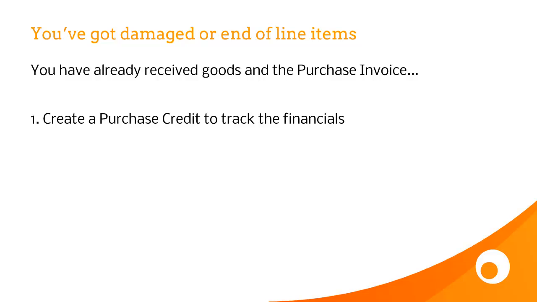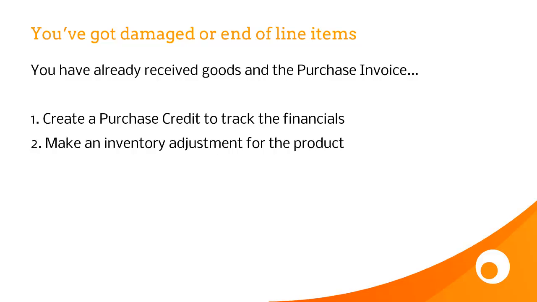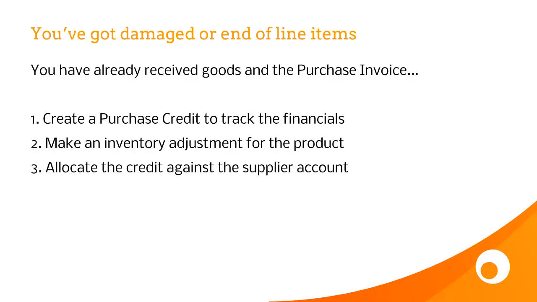like a purchase order. You can't add inventory items to a purchase credit, so what you need to do is make an inventory adjustment for the product to remove them from stock. You then allocate this credit against the supplier account, and then if there's any refund that's coming back from the supplier, record that against your system too, to show the money coming into your bank account.